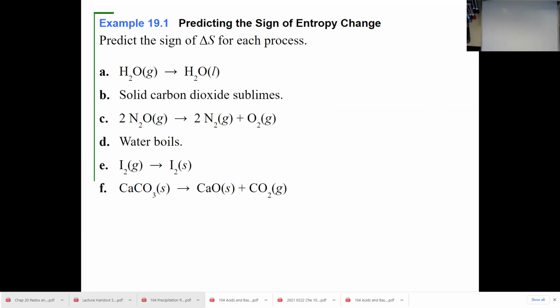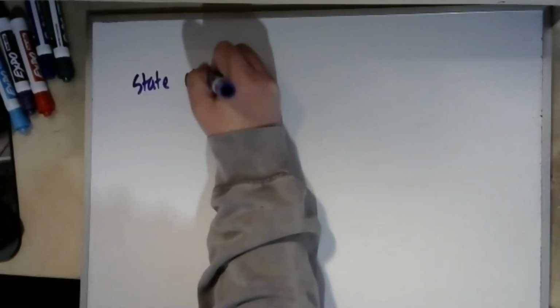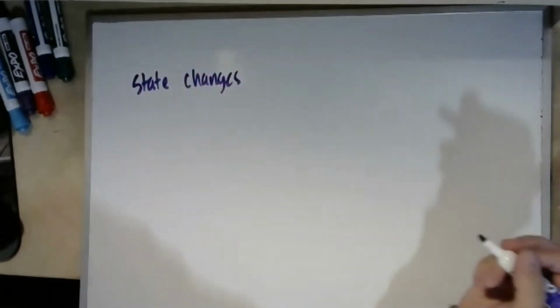So we want to be able to look at these different physical processes and decide whether their occurrence will increase or decrease the entropy of the universe. Okay, so we should think about a few things before we tackle the problem. We'll look at two different types of scenarios: the state changes and then the actual chemical reactions.